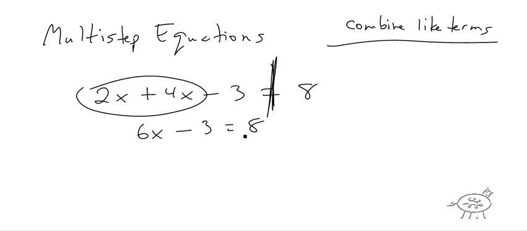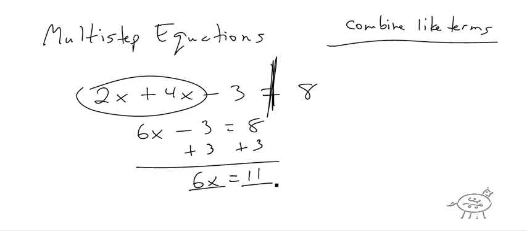And now it's like the old days, which is like 5 minutes ago, but you're going to add 3 to both sides. And you get 6x equals 11, divide by 6, so x equals 11 over 6. Okay, that's really pretty easy. That's what a multi-step problem is. So let's try another one here.